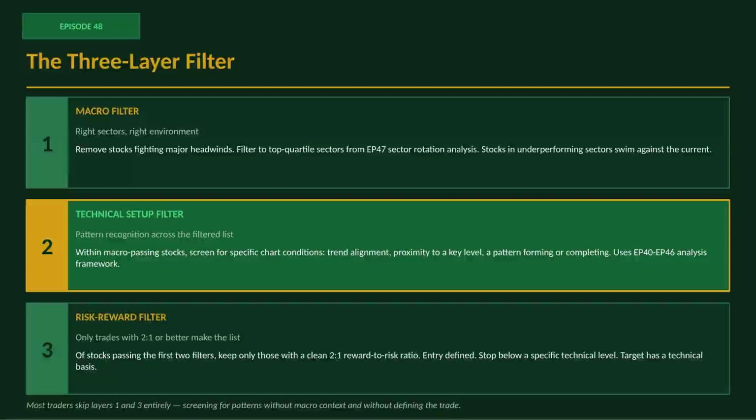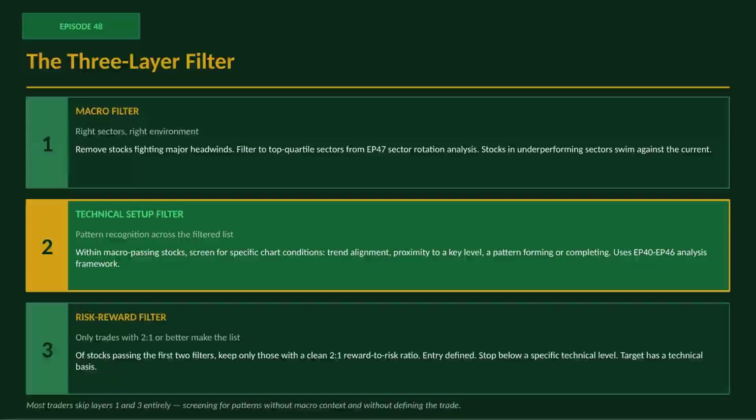Layer 3 is the risk-reward filter. Of the stocks passing the first 2 filters, only keep the ones where a setup with a clean risk-reward ratio of at least 2-to-1 exists. The entry is defined. The stop is below a specific technical level, and the target has a technical basis.